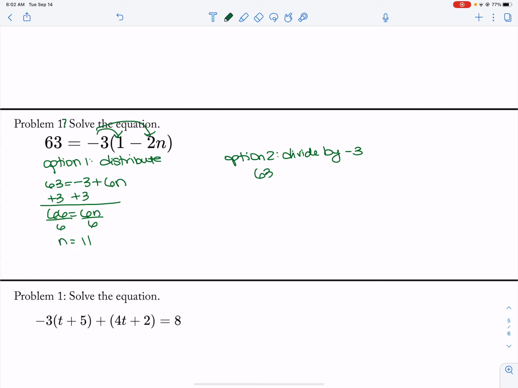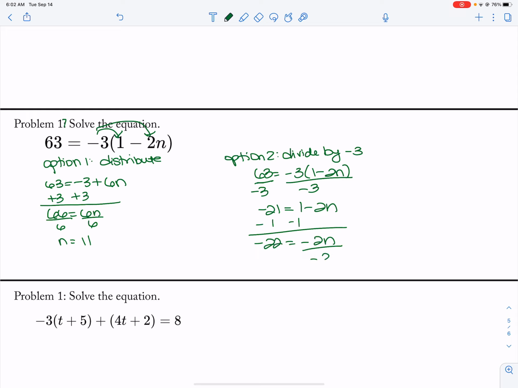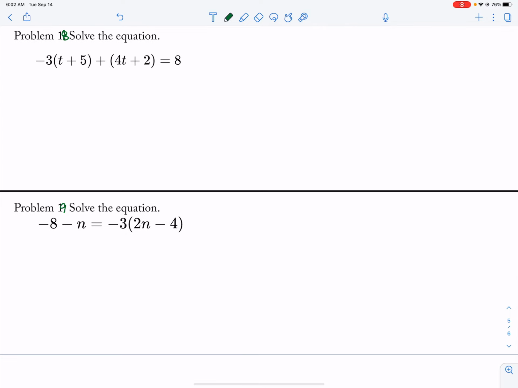If I divide by 3 first, or negative 3 first, I'm sorry, I divide by negative 3, and I get a negative 21 is equal to 1 minus 2n. Subtract 1 from both sides. I get negative 22 is equal to negative 2n. Divide both sides by negative 2. I just want to make sure I was getting the same answer. And I get n is equal to 11. Okay, so, because you should get the same answer regardless of the way that you do it. Okay, so that's 18. Here's 19.